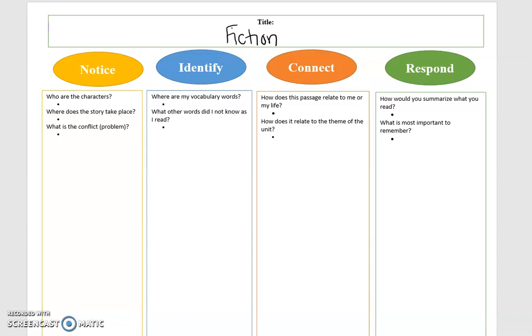Another thing you might want to add in here is the point of view. And remember, ladies and gentlemen, that's who or what is telling us the story. That might be something else to put in here. So anything that you notice, any of those story details, are really what we're going to put in our notice part.